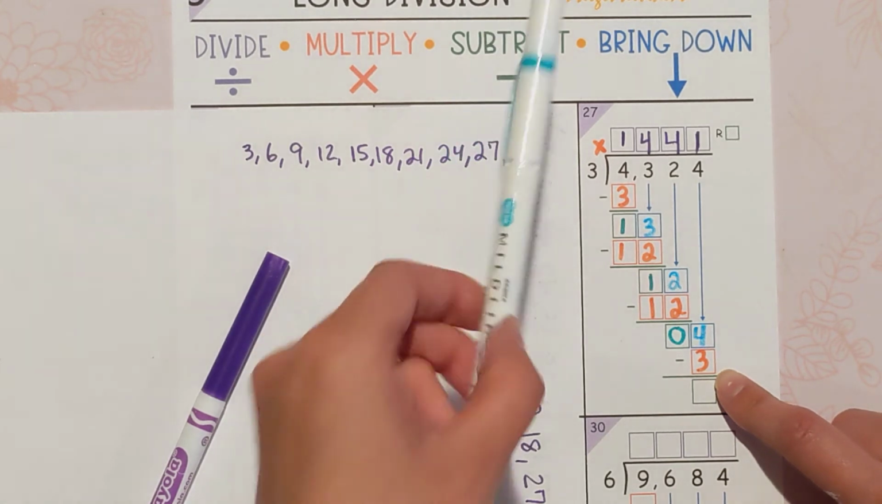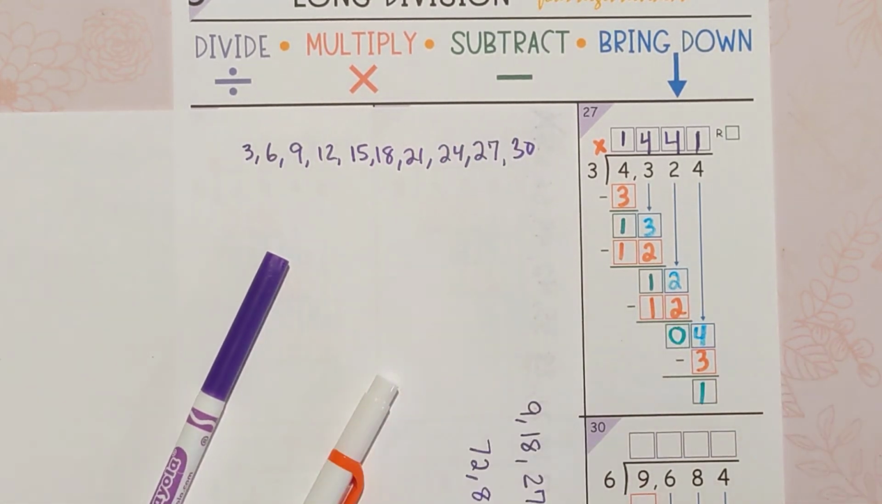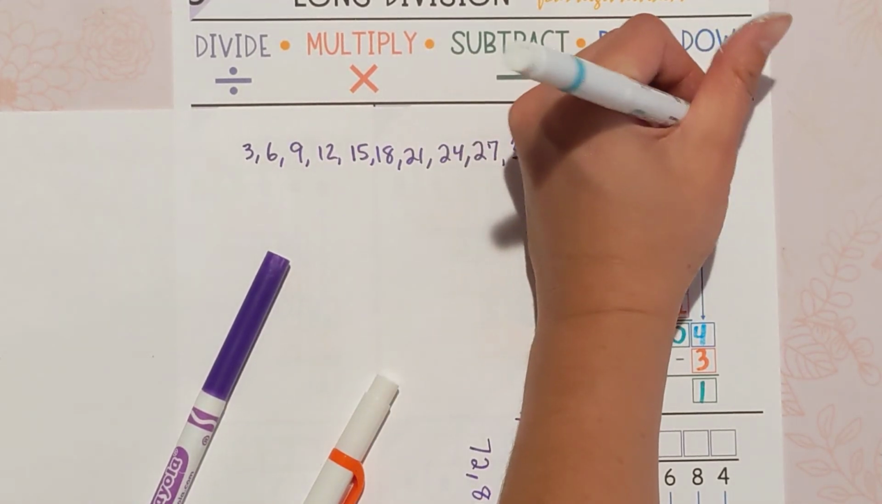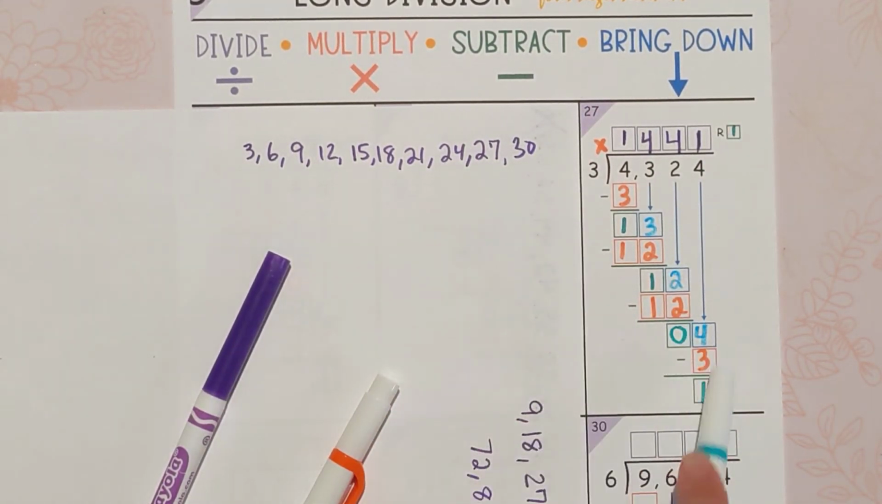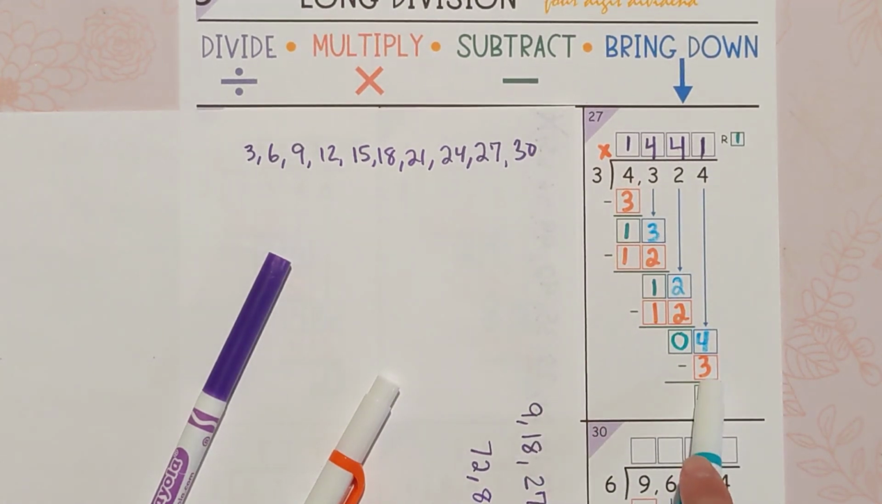Last step, subtract. 4 minus 3 is 1. Where does that 1 go? Up here. The reason we know we're finished is because this number is too small to divide into 3, and there's nothing left to bring down to help it out.